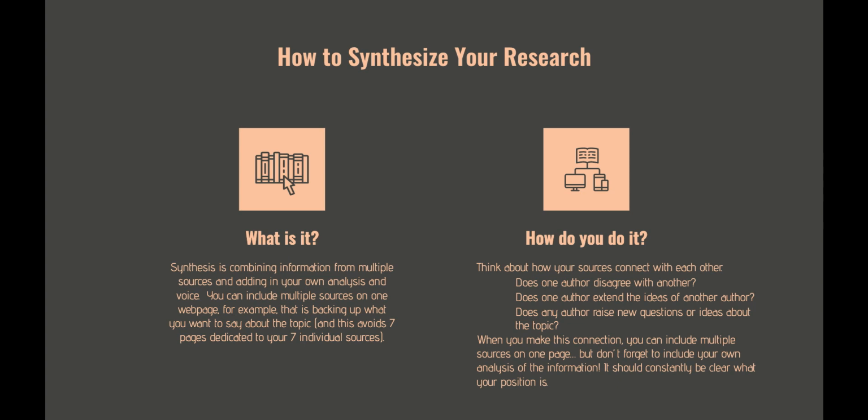If you agree with one author but not another, put them together. Start with explaining what one author says, and why, and then continue explaining why another author disagrees with that author, and then show who you ultimately agree with and why. That's a way that you can put things together. When you make this connection, you can include multiple sources on one page, but don't forget to include your own analysis of the information. It should constantly be clear what your position is.